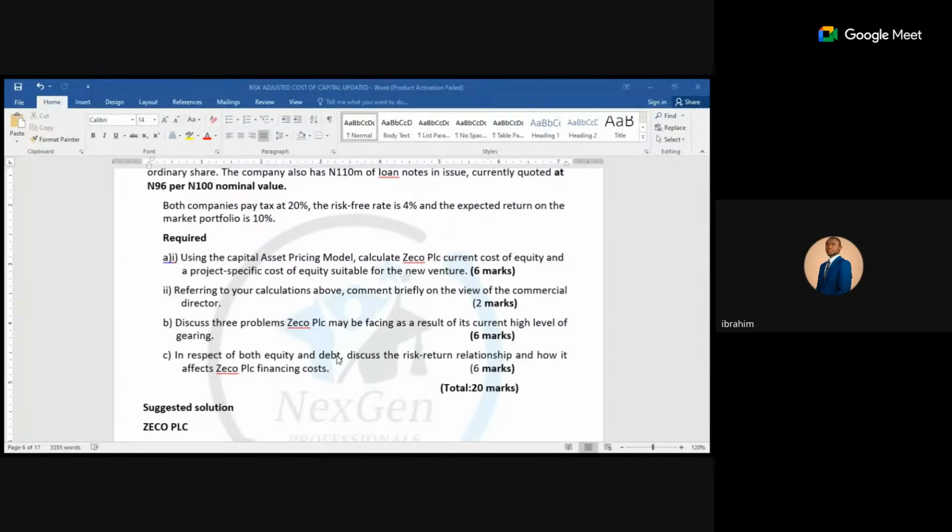I'm waiting. The higher the risk, the higher the expected return. If the risk is high, the return is bound to be high, if there is return at all, because of the high risk.